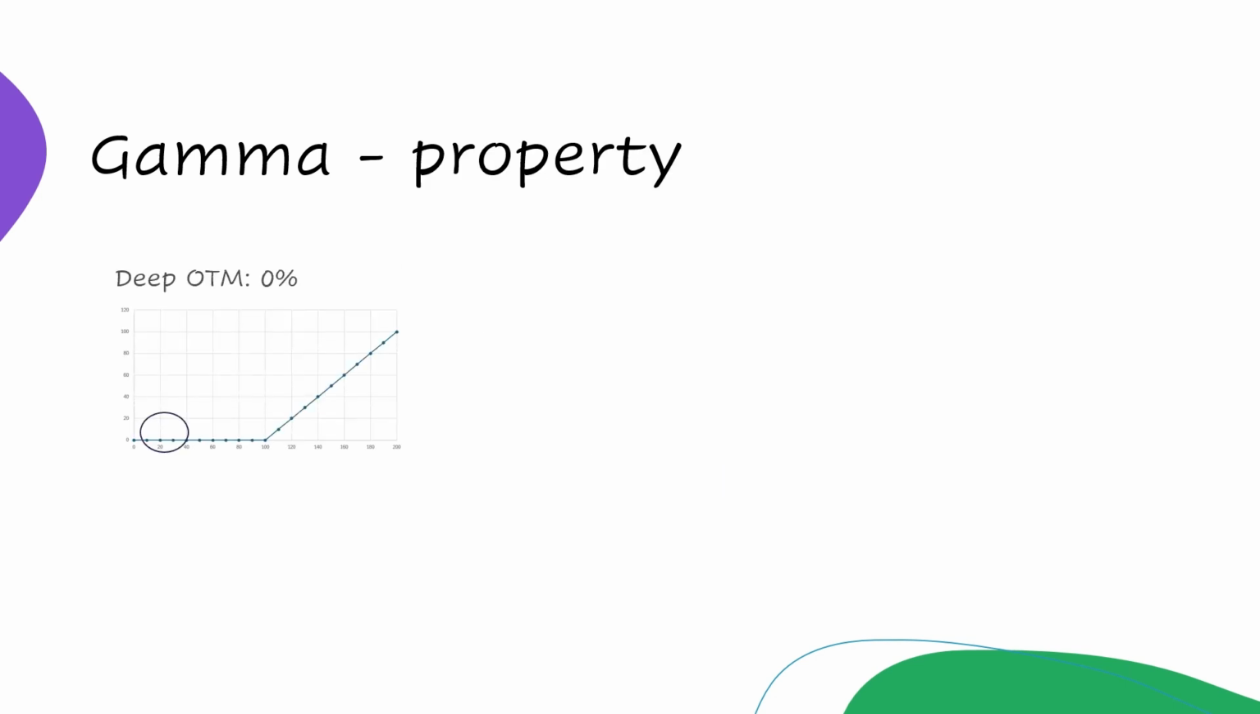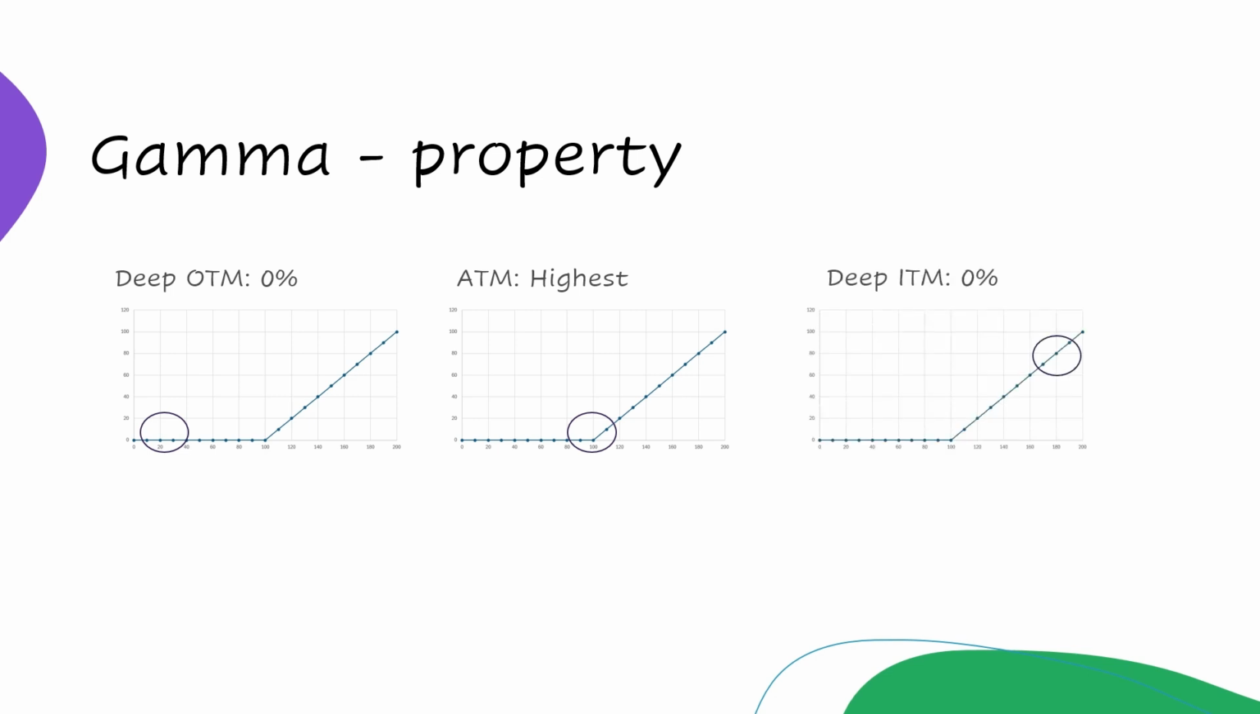For deep out of the money option, gamma is roughly 0%. Movement of underlying won't create any change in delta as delta is near 0% in the deep OTM region. At the money option has the highest gamma because delta changes a lot when spot is fluctuating between ITM and OTM. For deep in the money option, gamma is also 0% as delta is near 100% regardless of spot movement in deep ITM region.